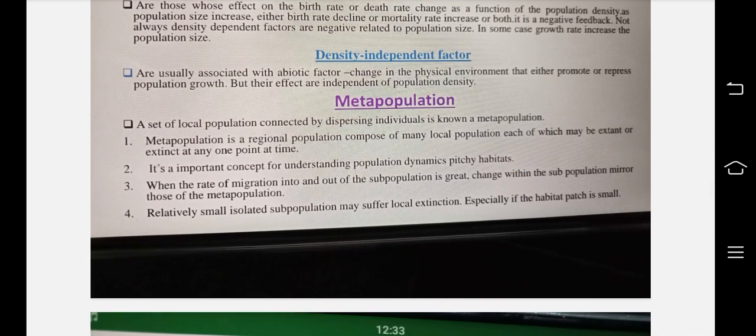A metapopulation is a set of local populations connected by dispersing individuals. A metapopulation is a regional population composed of many local populations, each of which may be extant or extinct at any one point in time. It's an important concept for understanding population dynamics.